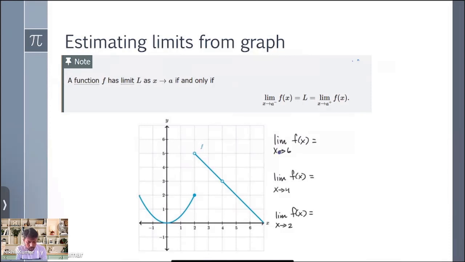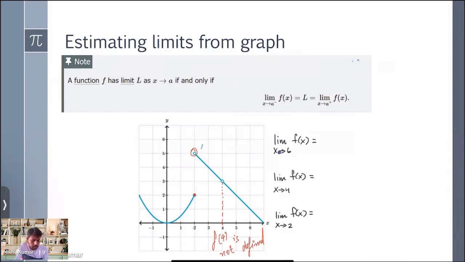So this point 2 is included, this point is excluded. I hope you all understand what a hollow circle and a solid circle mean on graphs. You also see that the function is not defined at the point 4. So f of 4 is not defined. Okay, it's not defined at all. So we've scanned the graph, and let's find out what limits we need.